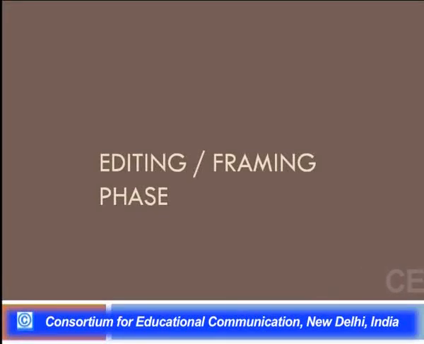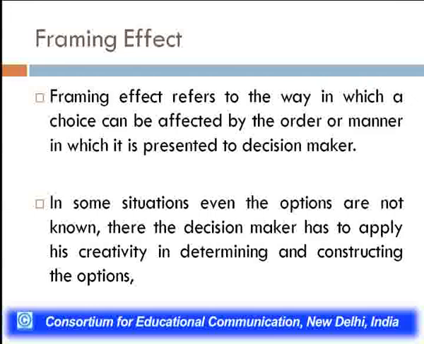So prospect theory has two phases before a decision has to be taken. Editing phase, also known as the framing phase or framing effect. Now what is framing effect? Framing effect refers to the way in which a choice can be affected by the order or manner in which it is presented to the decision maker.